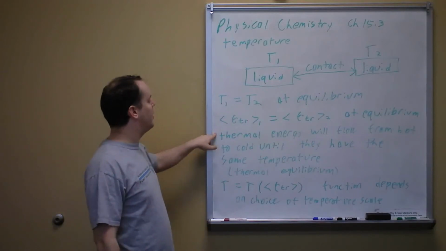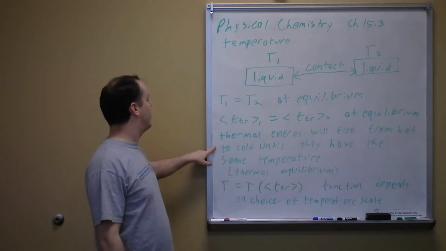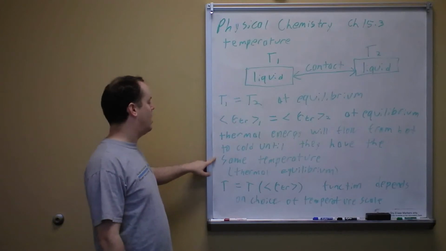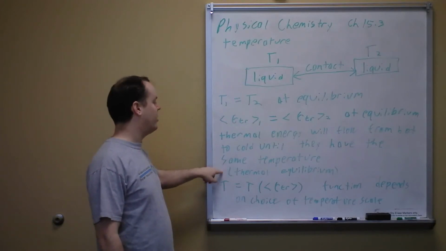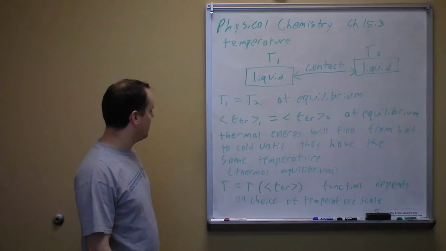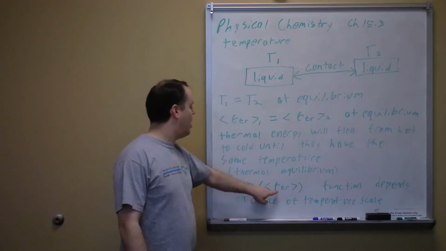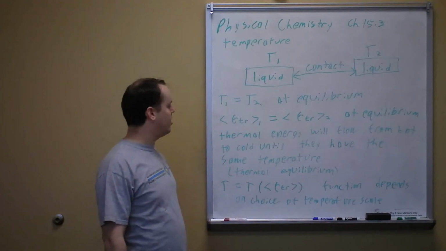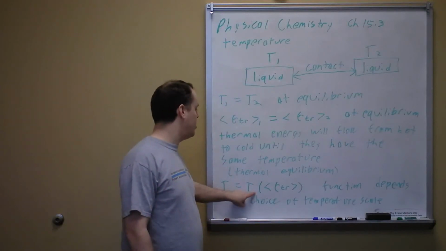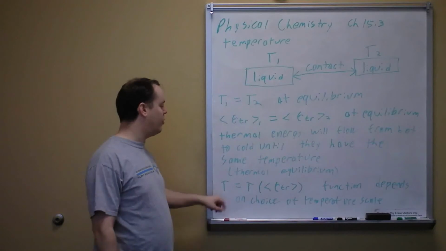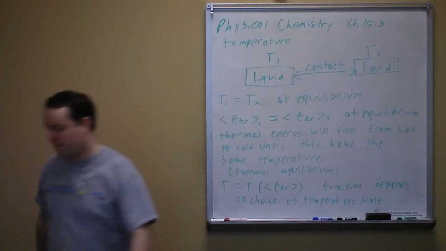So if they're not in equilibrium, we know that thermal energy is going to flow from the hot one to the cold one until they do have the same temperature. This is how they reach thermal equilibrium. So what we know then is that the temperature is some function of the average energy of translation of the system. Now what this function is exactly depends on what choice we make for our temperature scale.